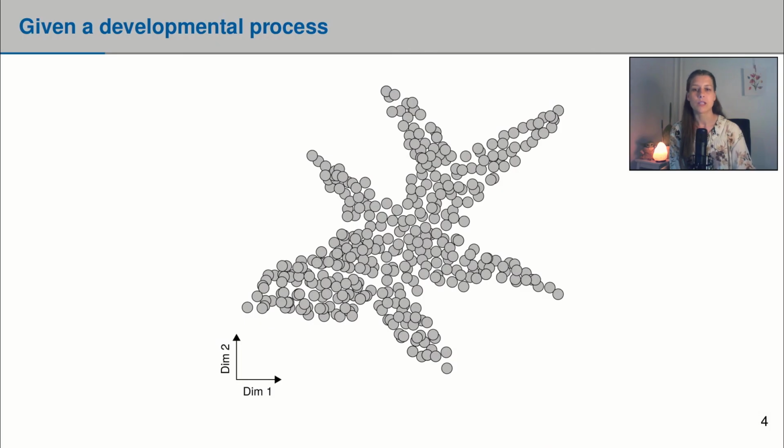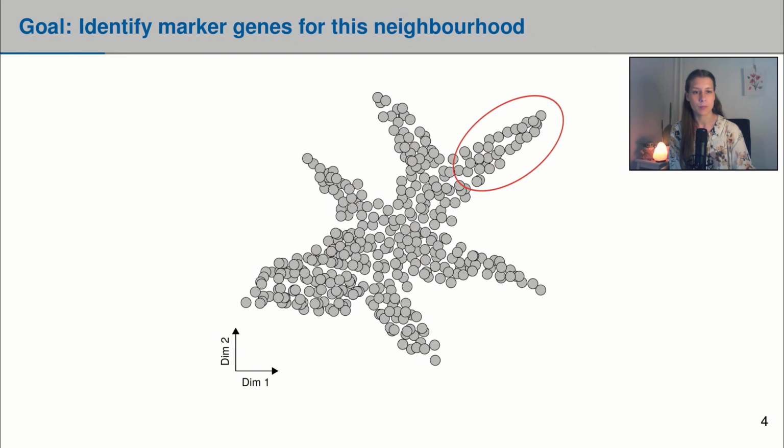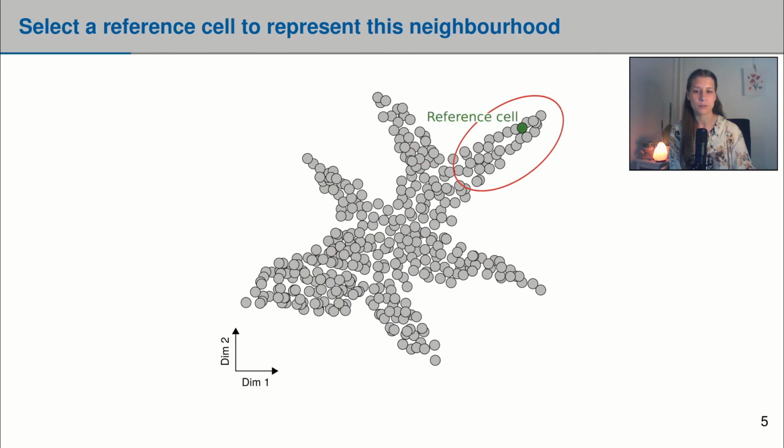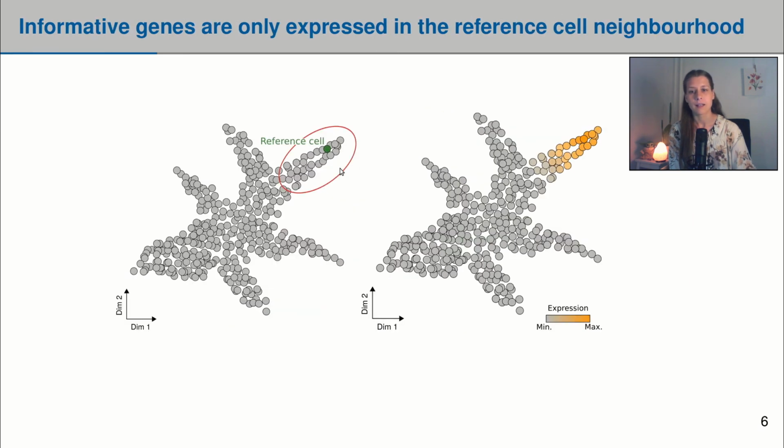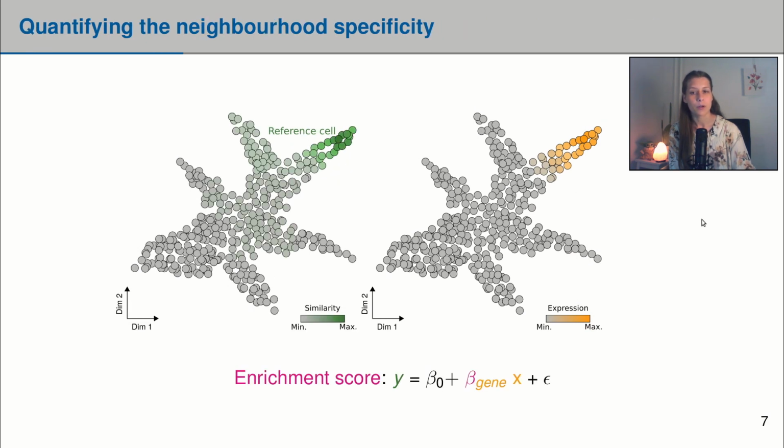Let's stay with this 2D representation of a differentiating system, and let's assume we are looking at gene expression data. If we're interested in marker genes for this highlighted region, we select a cell to represent this neighborhood, which we will refer to as a reference cell. Next, we define a marker gene as a gene that is only expressed in this reference cell and cells similar to the reference cell, like the expression pattern illustrated here in orange. From this it follows that there exists a linear relationship between the similarity to the reference cell and the expression profile of a marker gene.